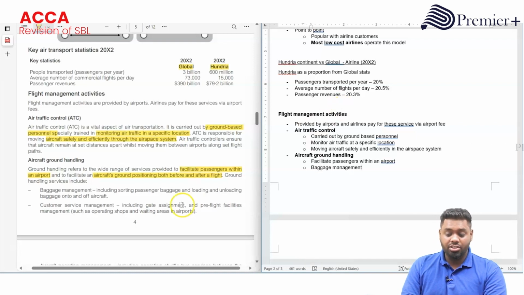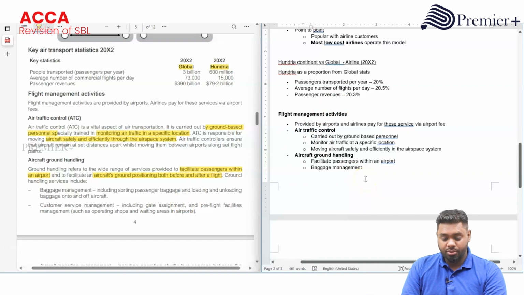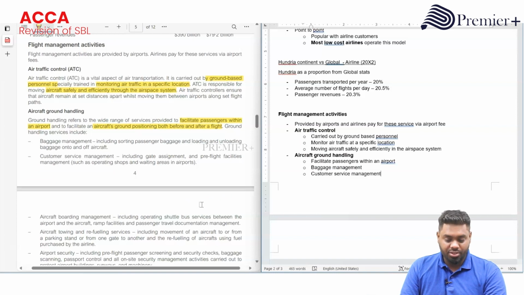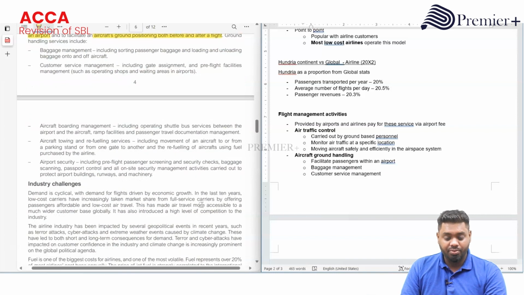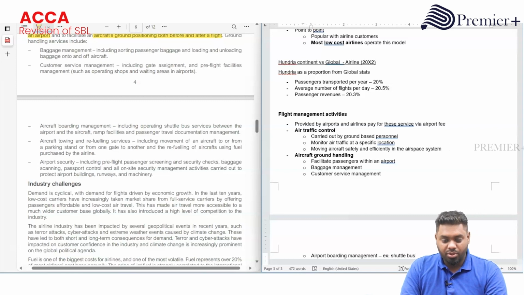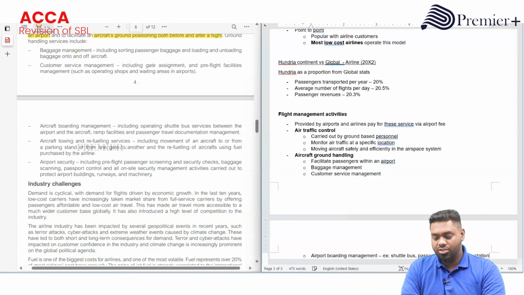It includes baggage management, including sorting passenger baggage and loading and unloading baggage onto and off aircraft; customer service management, including gate assignment and pre-flight facilities management, such as operating shops and waiting areas in airports; aircraft boarding management, including operating shuttle bus services, for example, between the airport and the aircraft, ramp facilities; and passenger travel documentation management.